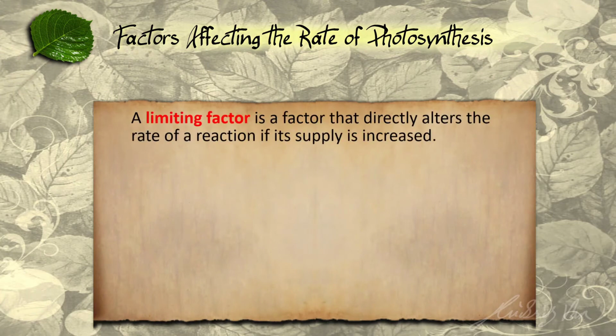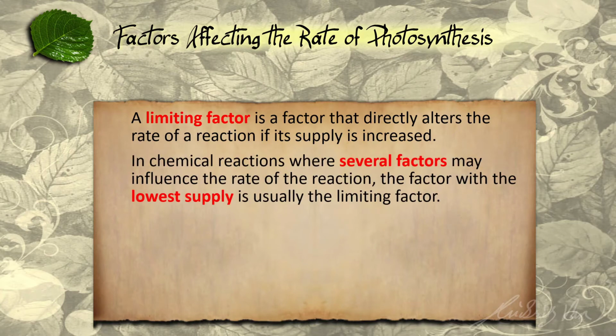So we have gone through what a limiting factor is in the chapter on enzymes, but let us just recap a bit. A limiting factor is a factor that directly affects the rate of reaction if its supply is increased. In a chemical reaction, there are several factors that can affect the rate of reaction, and the factor with the lowest supply is normally the limiting factor.